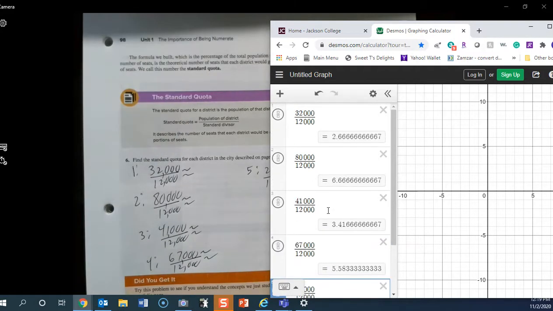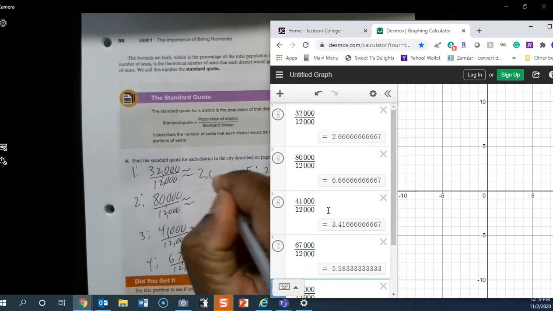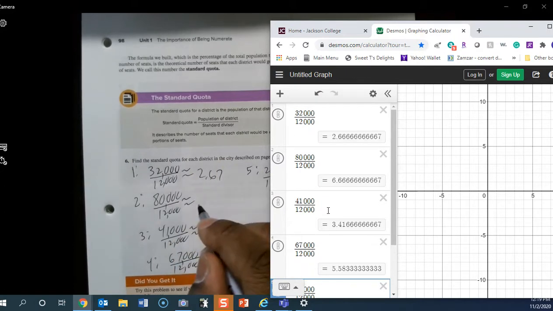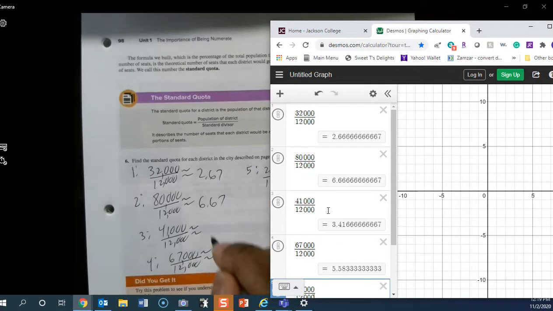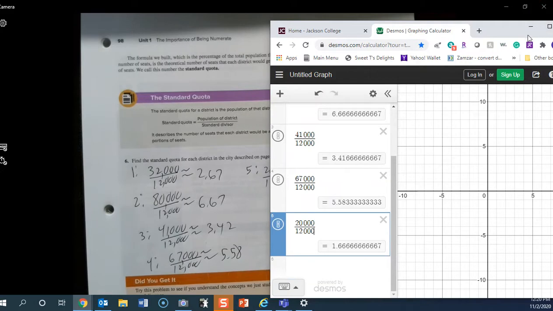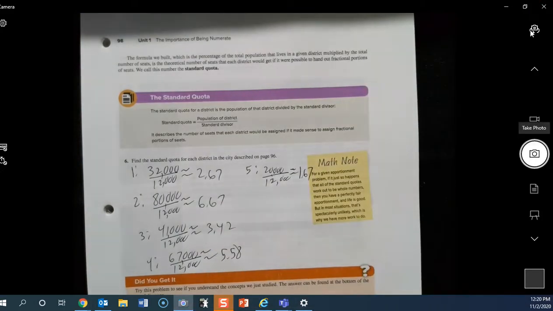All right, now we need to write down and we need to round. So with District 1, it'll be 2.67. District 2, it'll be 6.67. District 3 is 3.42. District 4 is 5.58. And then finally, District 5 will be 1.67. So now we have all of our standard quotas for each one.